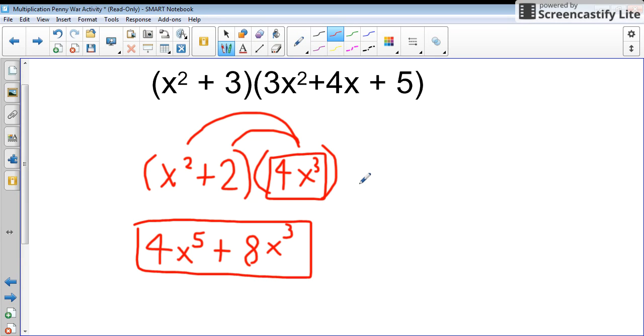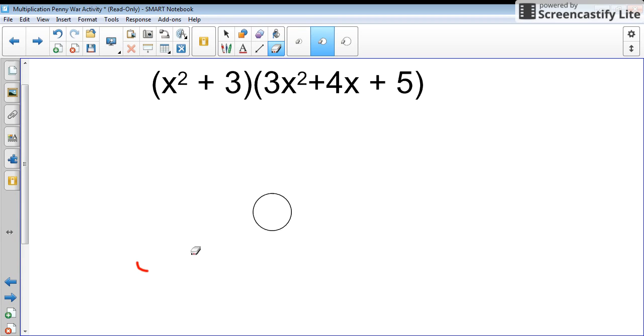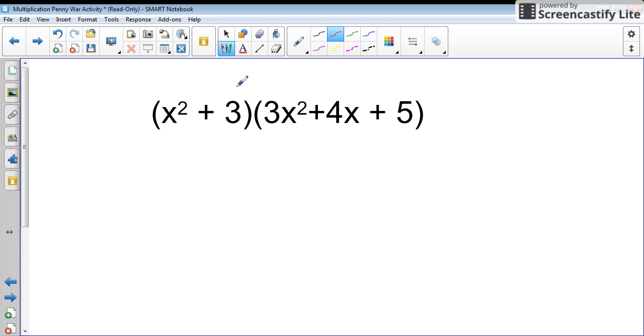So what happens when you multiply polynomials? Well, you have to multiply each term by each term in the other polynomial. So this was just a monomial, so I just had to multiply this once by each term in the binomial. But if I get to a more complicated problem like the one above, well, now think about it. If I have 2 terms in this, I've got 3 terms in this, how many different multiplication problems am I actually going to be doing?